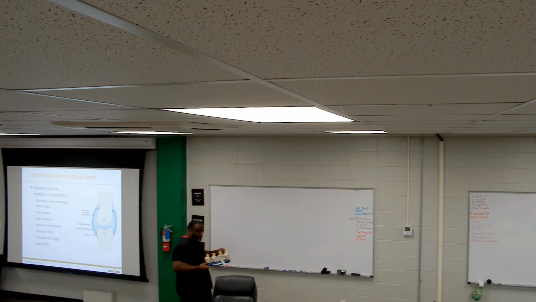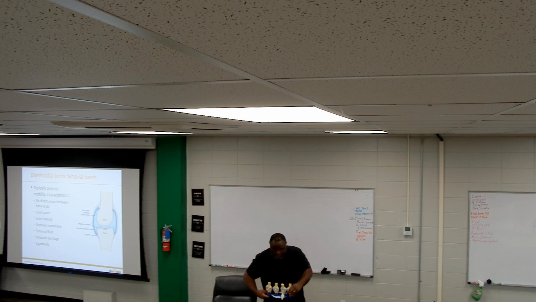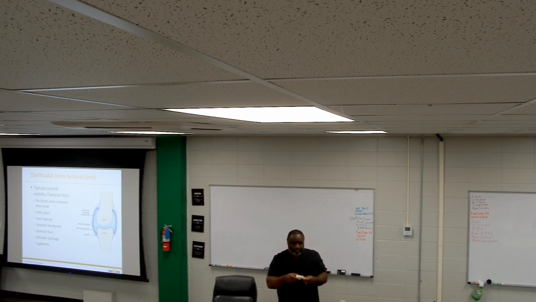So, yes, the bones of the joint will be lined with articular cartilage. And so that's the blue stuff that you see here on this model. That's articular cartilage. It covers the joint and it allows for joint surfaces to move smoothly on each other. So that's what gives us smooth, normal motion, articular cartilage.